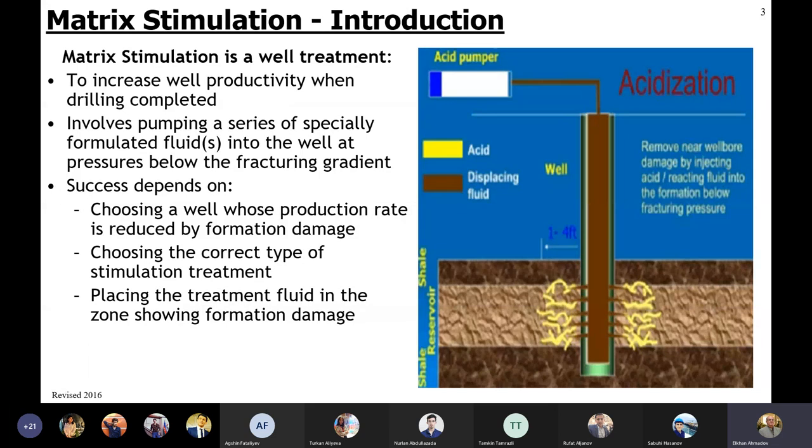but there are some factors to be taken into account, like remaining oil volumes or reserves around this well. We'll talk about that later. Choosing a correct type of stimulation treatment, so what kind of injection we are going to run and how we are going to perform these operations. What kind of chemicals is going to be used, and another important factor is injecting the treatment fluid or the chemical compositions into a particular zone that is damaged.